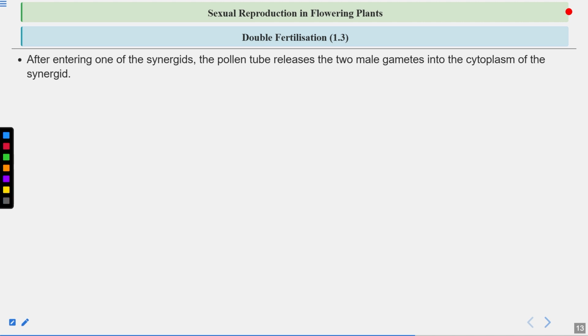Now we will talk about double fertilization. After entering one of the synergids, the pollen tube releases the 2 male gametes into the cytoplasm of the synergid. Now this pollen tube, from where does it enter inside the ovule? At which point does it enter inside the ovule? Can anyone tell me? Micropylar pore. Yes, micropylar pore. And the micropyle is formed by the integuments.